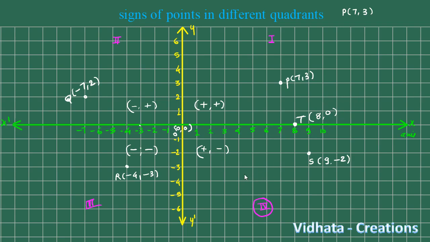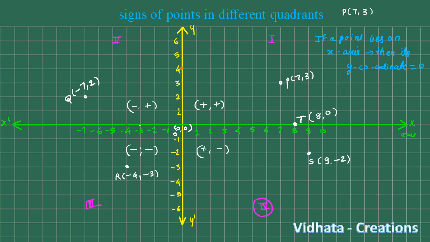So I will write here a conclusion: if a point lies on the x-axis, then its y coordinate is 0. Y coordinate is equal to 0.